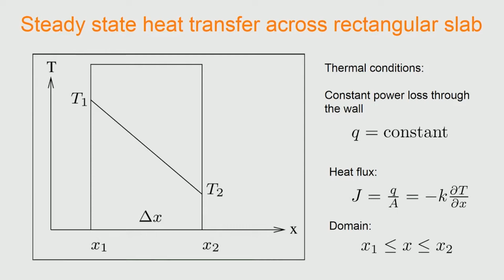So, here is the first case where we are looking at the steady state heat transfer across a rectangular slab. The rectangular slab is shown here, and the temperature on either end is given as T1 and T2, and we have tentatively given the temperature profile across the slab as a straight line. We will see that it is of course valid, and we look at the condition where the power loss is constant.